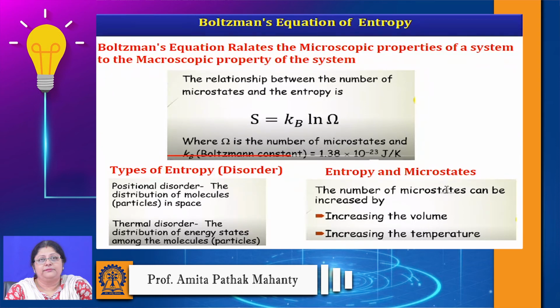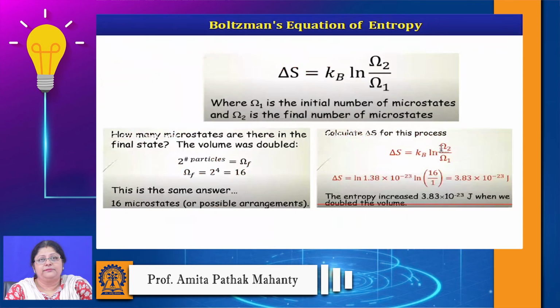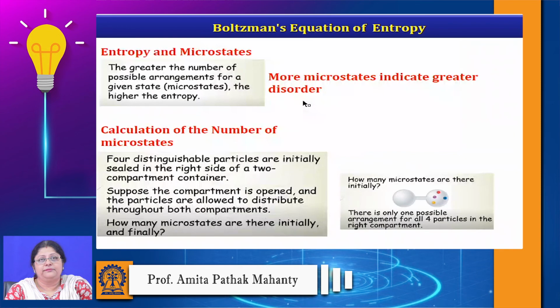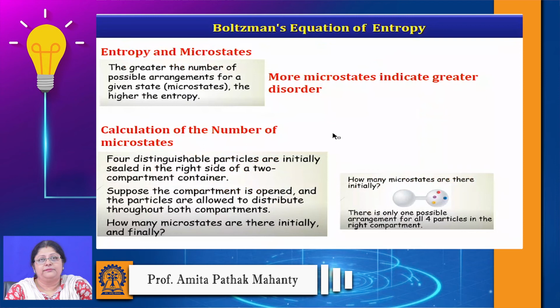And for this sort of expansion, we have done the numerical to find out the number of microstates. Here it is 16, and before expansion it was 1. So I can get how the entropy change is taking place. Here I have written down the entropy change, and here I am talking about the entropy of a system. Understood?